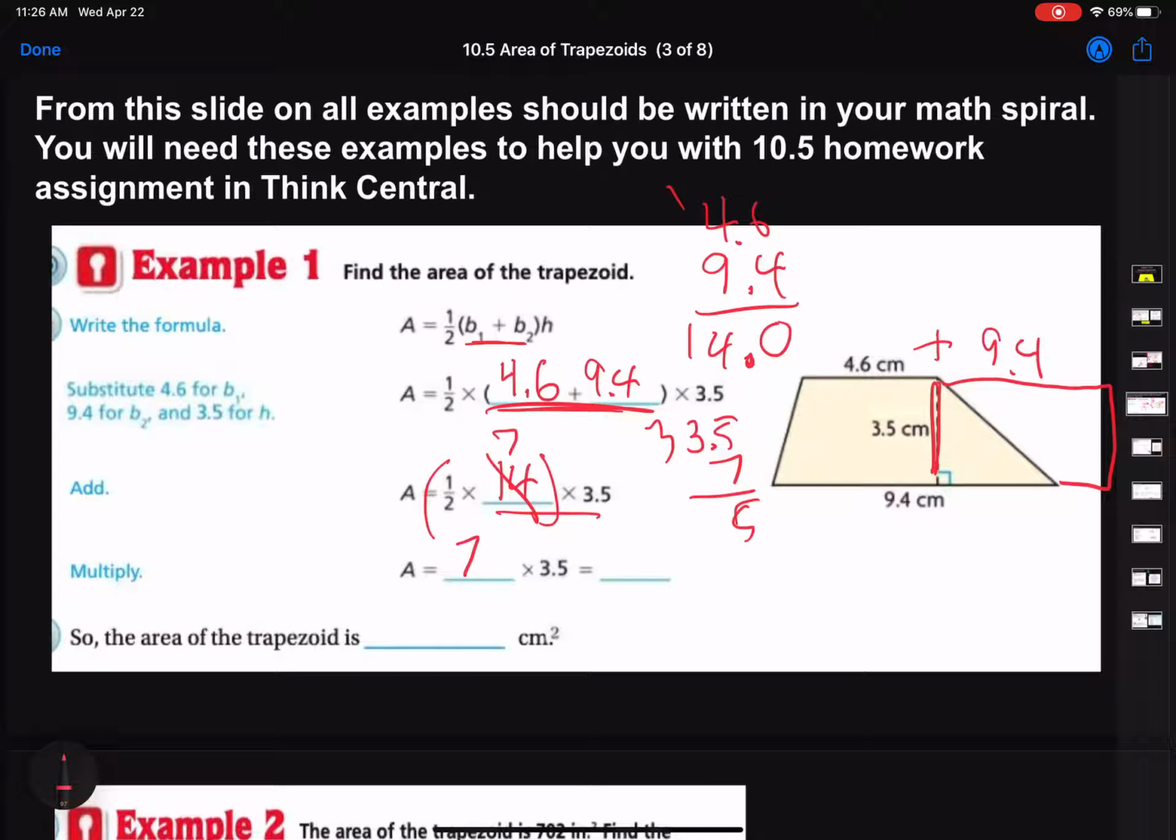So 7 times 5 is 35, carry the 3. 7 times 3 is 21, plus 3 is 24, and then you need to move the decimal one decimal place. So that's your answer, 24 5/10. So the area of the trapezoid is 24 5/10.